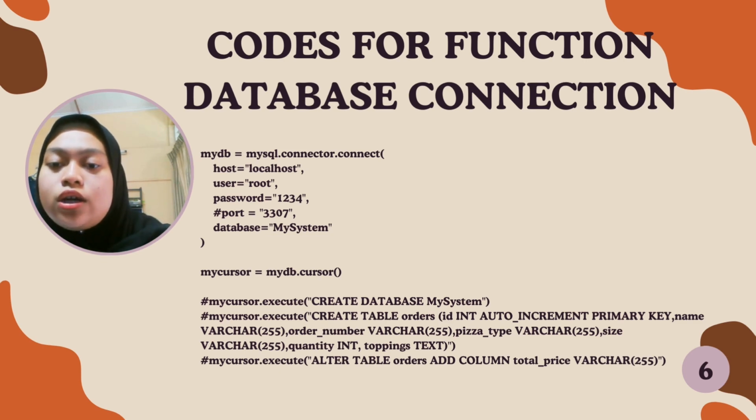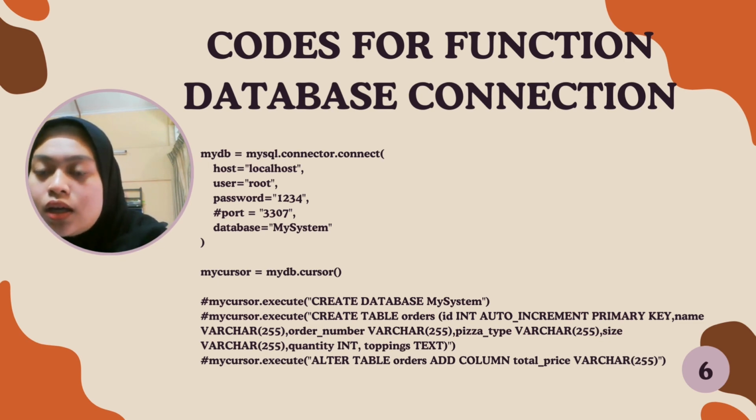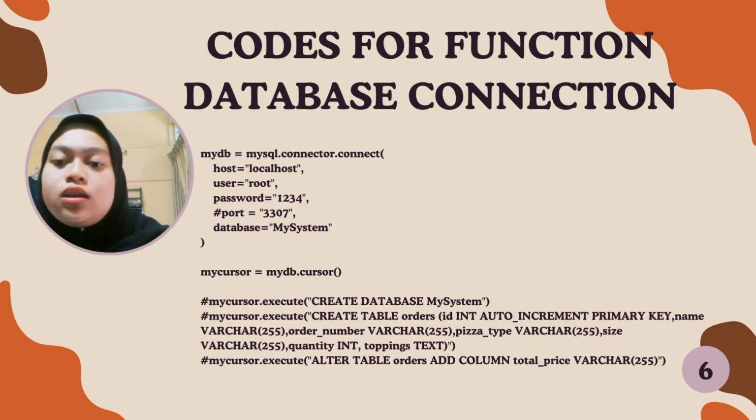And then next is order number. We are using varchar, and the value is the same as the name. And then pizza type, we are also using a varchar, same as name and order number. And then we have size, using a varchar, same as before. And then we have quantity, for which the data type is integer. And next is topping, for which the data type is text.